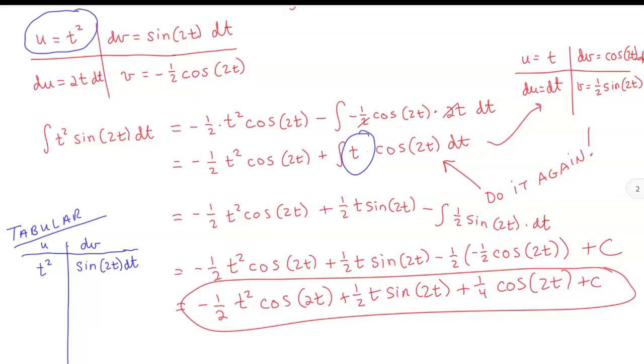So go down the first column, the u column, taking the derivative. The derivative of t squared with respect to t is 2t. The derivative of 2t is 2. And the derivative of 2 is 0. Once you get to 0, you can stop. So take the derivative of that polynomial until you get a 0. Then on the right side, you're going to be taking antiderivatives. So the antiderivative of sine 2t is -1/2 cosine 2t. And the antiderivative of that is -1/4 sine 2t. You know, the sine and cosine are just going to toggle back and forth. +1/8 cosine of 2t.